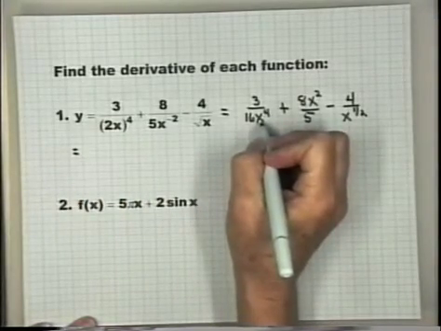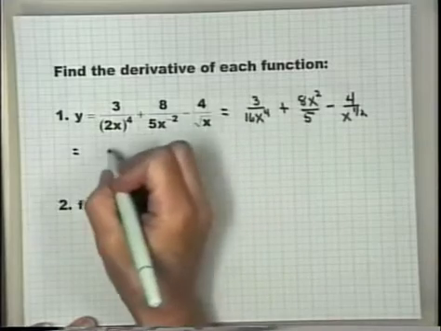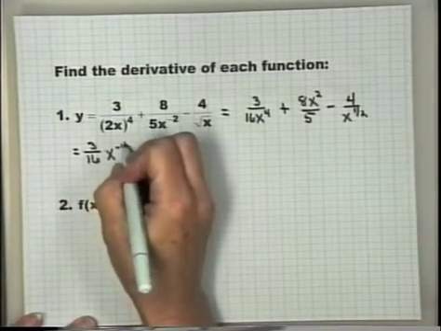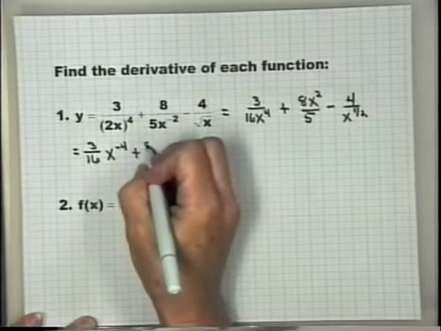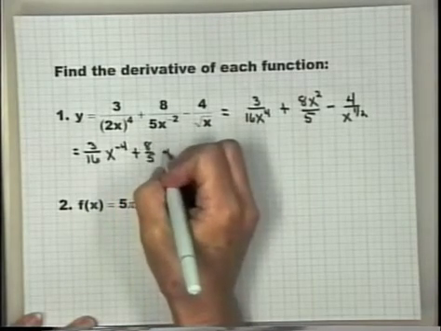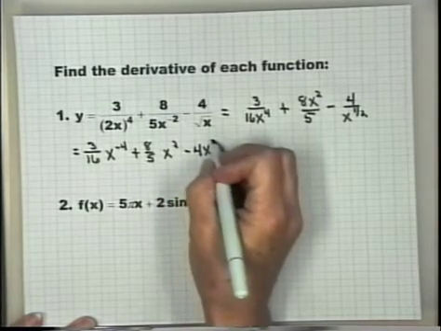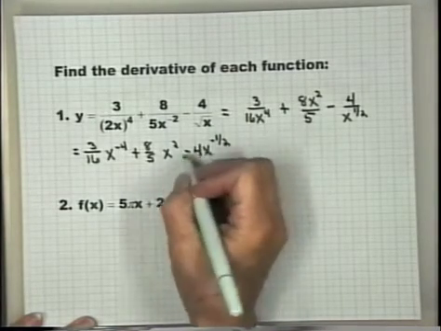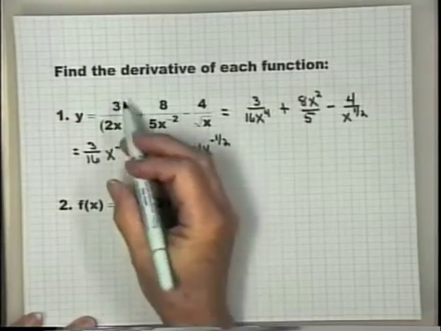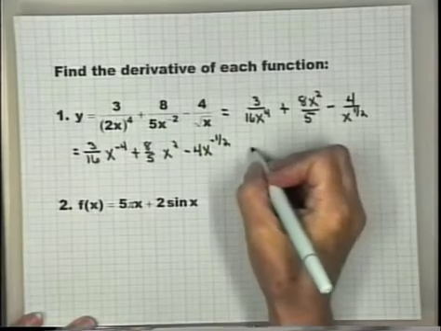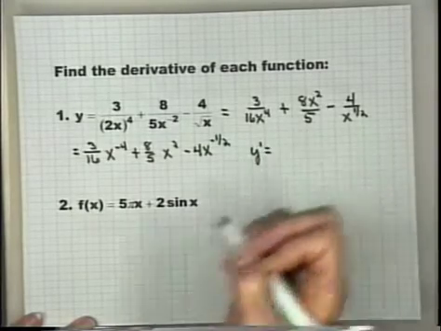Now, I'm still not quite through rewriting, so I'm still not ready to find the derivative. These powers of x that are down here in the denominator need to be brought up. 3/16 x to the negative 4 plus, I'm going to write this as 8/5 x squared minus 4x to the negative 1/2. Again, all I've done so far is rewrite the original function into a form where it'll be easier to find the derivative. Now we're ready for the derivative.